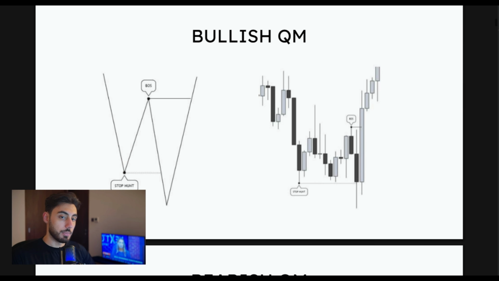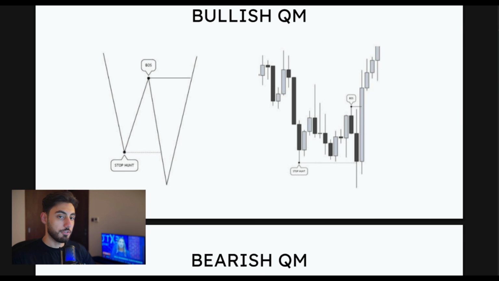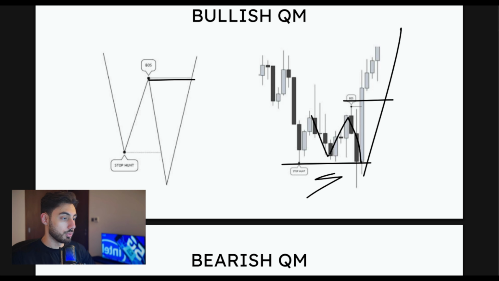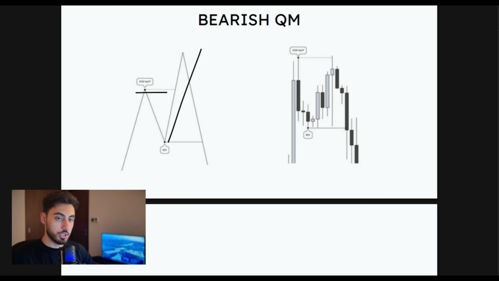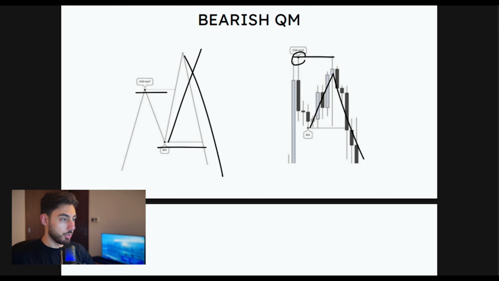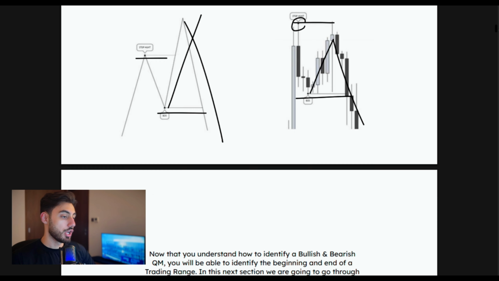This is an example of the bullish QM. See a stop hunt and a break of market structure right here. And this is a chart example. Take a look, price comes, stop hunt, and we have a break of market structure to the upside. So we call this a bullish QM. Now the bearish QM is going to be the opposite. We have a stop hunt to the upside, break of market structure to the downside. Take a look, price takes out the liquidity here, stop hunt and a break of market structure. So we call this a bearish QM.